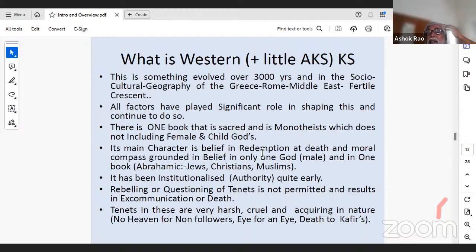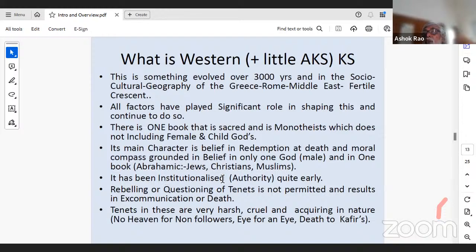Its main character is belief in redemption at death and the moral compass grounded in belief in only one God, which is a male God, and in one book. For example, the Jews have only one holy book, the Christians have one holy book, the Muslims have one holy book. All these are sometimes termed in one umbrella called the Abrahamic religions.